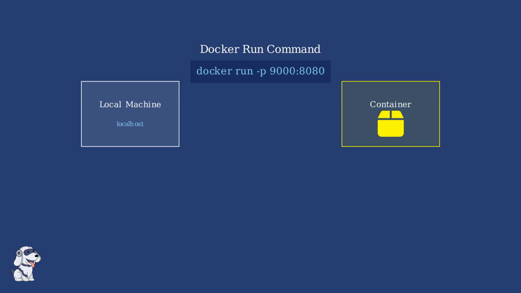Let's break down the command. Docker run -p 9000:8080. The format is local port:container port. Port 9000 is on your local machine, and port 8080 is inside the container where your application is running.